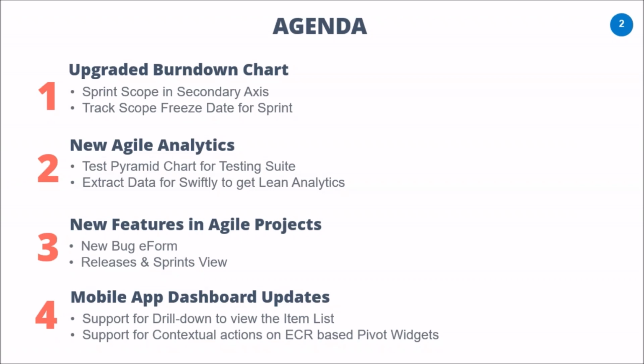the burndown chart. On the Agile Analytics front, we will then look at the test pyramid for visualizing your test suite and how it is going to help you maintain the right balance of test units. And we will also look at Swiftly, wherein we can view different kinds of lean analytics and also see how they can be interpreted into more actionable insights.